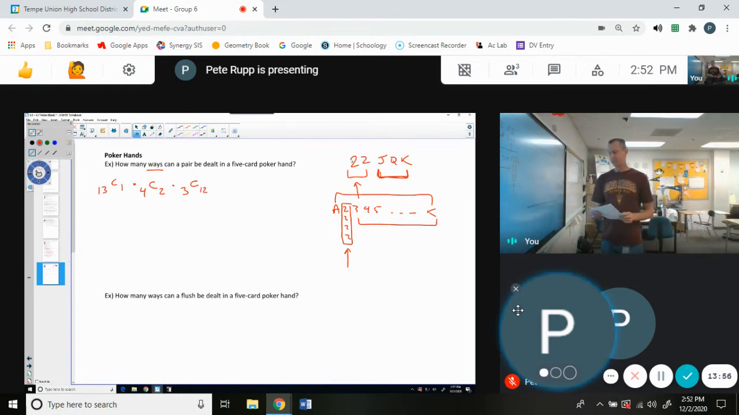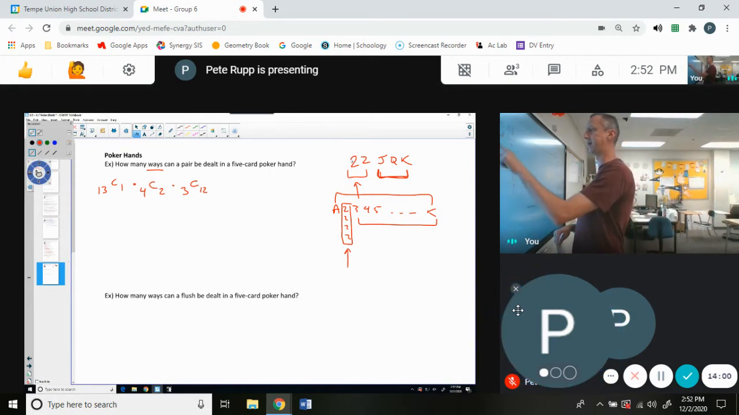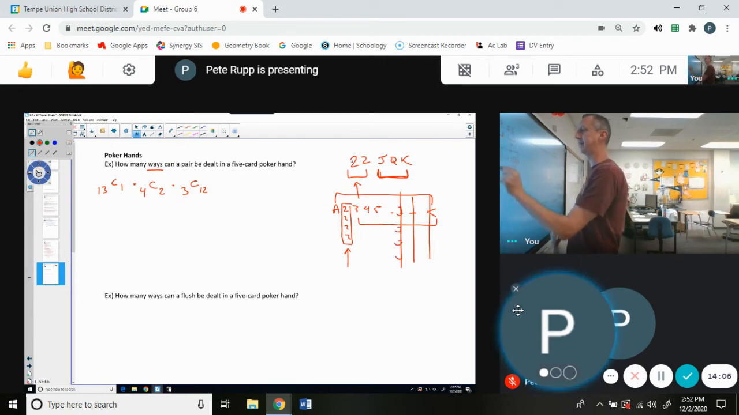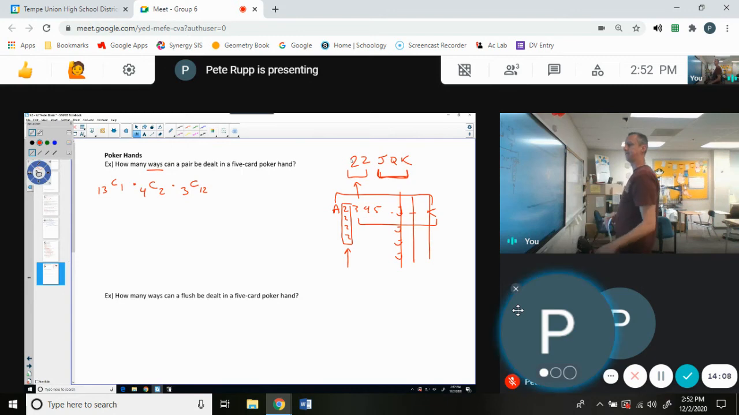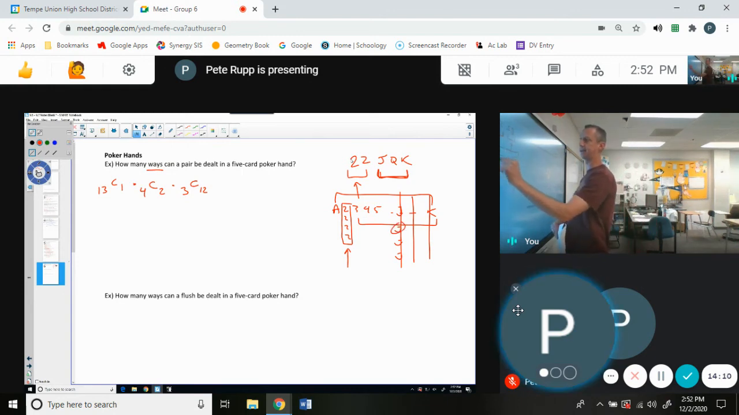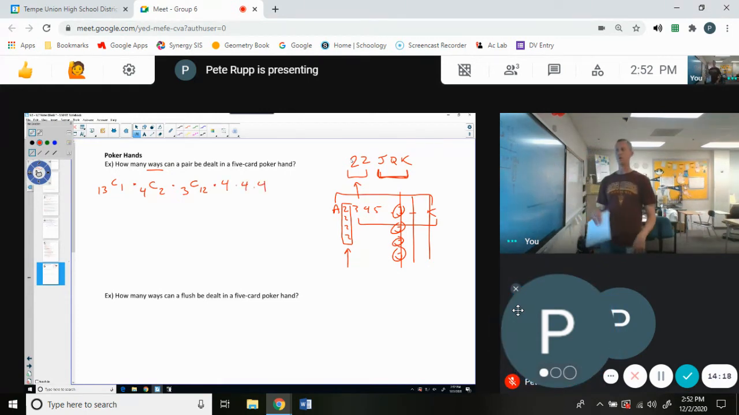And then each of those 3 cards have, so Jack, Queen, King. Jack, Queen, King would be here, here, and here. And remember that I have 4 of each type. So Jack, Jack, Jack, Jack. Each of those can be picked in 4 different ways. So I can have this Jack, that Jack, this Jack, or that Jack. So I'm going to multiply it by 4 times 4 times 4, because there's 4 Jacks, 4 Queens, and 4 Kings.